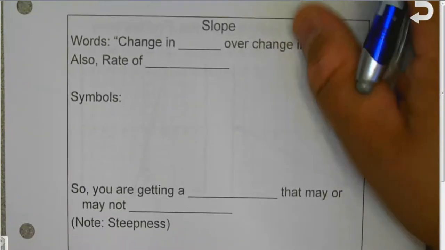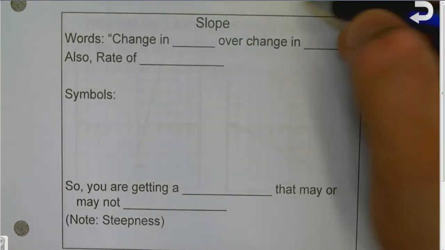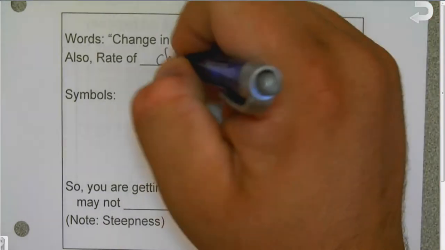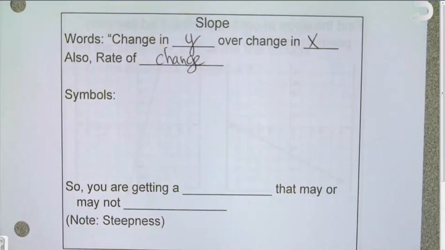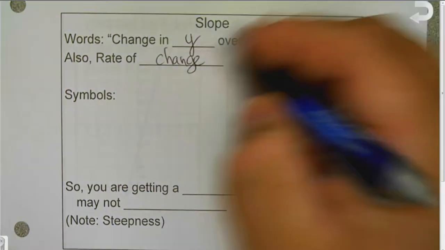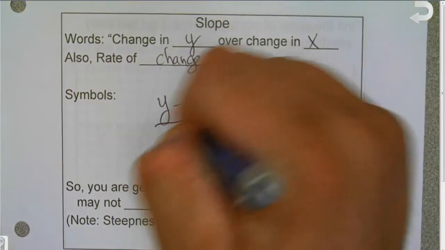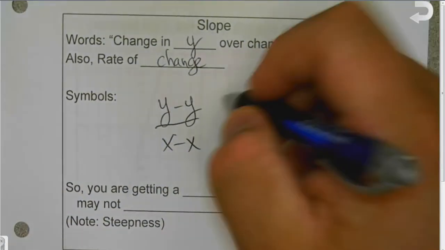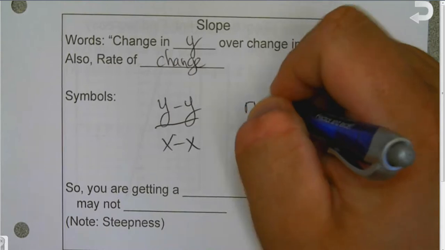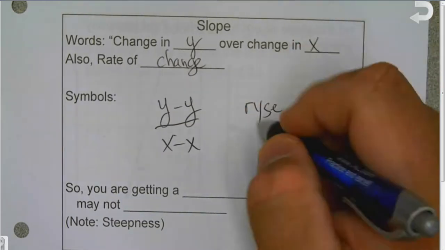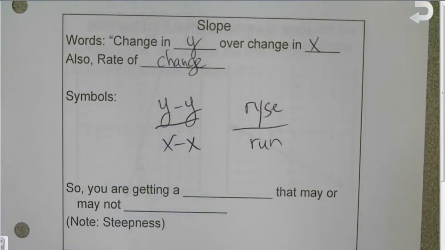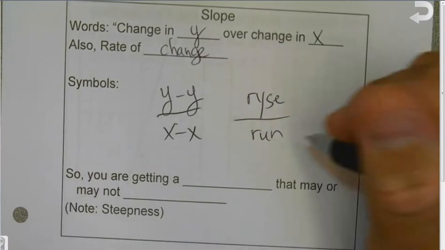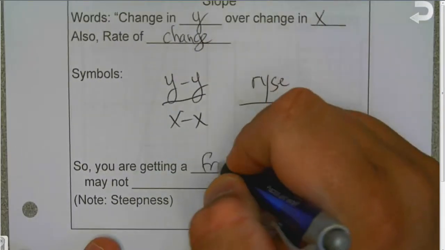As a quick review, the slope is the change in y over the change in x. And we also call that the rate of change. In symbols, the slope formula is y2 minus y1 over x2 minus x1. The way that I always tell students to remember that when we're looking at a coordinate grid is rise, so up and down, over run, left to right. So your y's over your x's. When you do slope, you are getting a fraction that may or may not reduce.